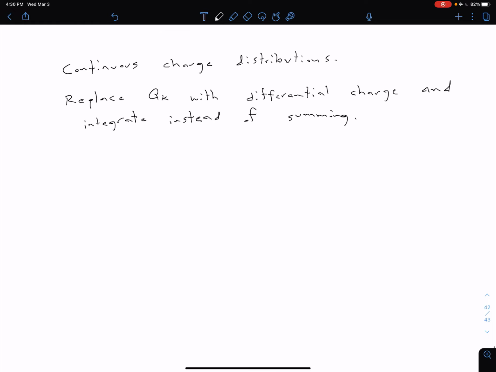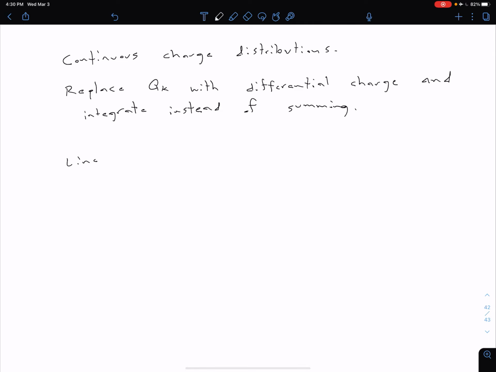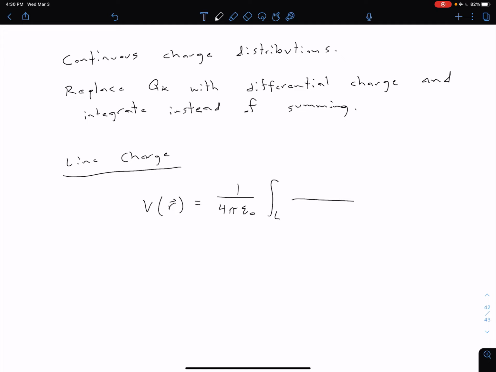Okay, so first let's consider the case of a line charge. For a line charge, we then have the potential at some point located by position vector r is equal to, and we're still going to have that same constant 1 over 4 pi epsilon naught out front. And then we're going to have a line integral over the line where instead of the point charge in the numerator, we now have some rho L, and that rho L is going to be at some position r prime, and we have dl prime.